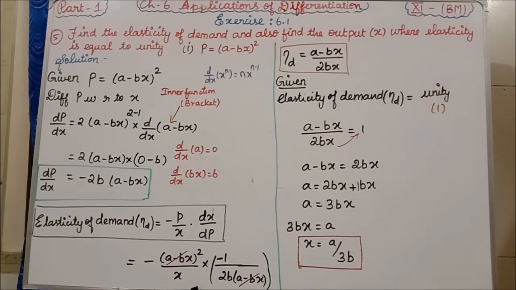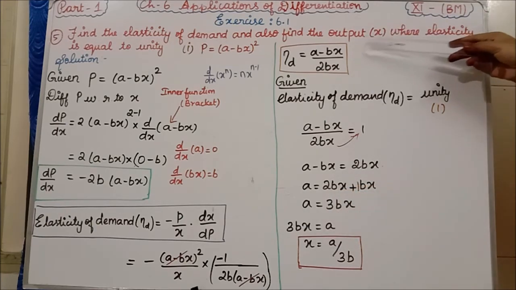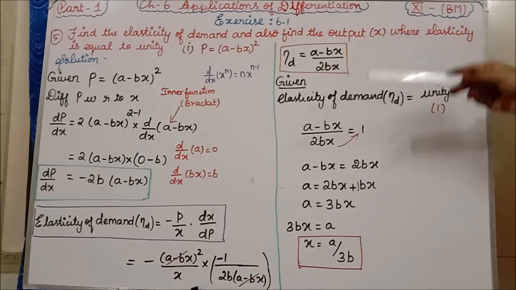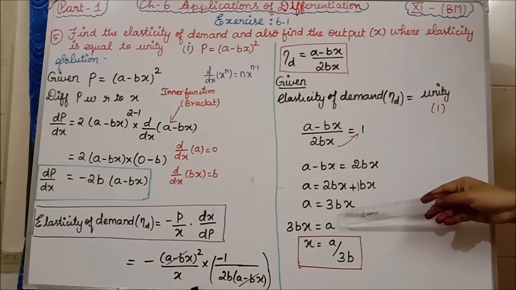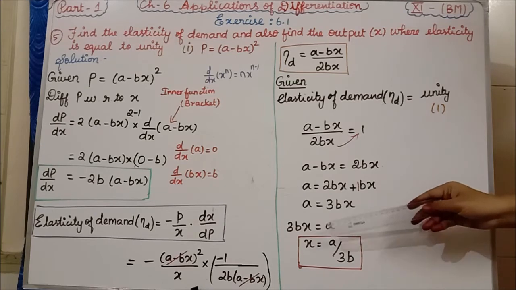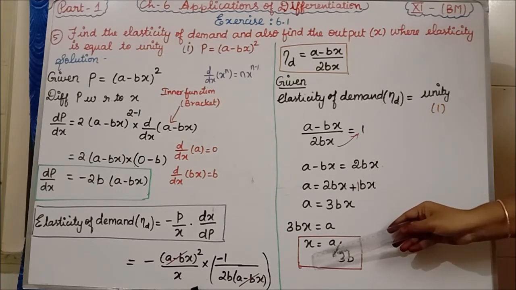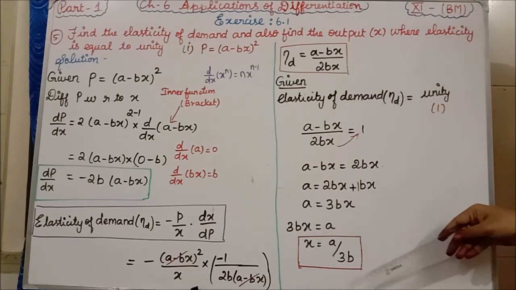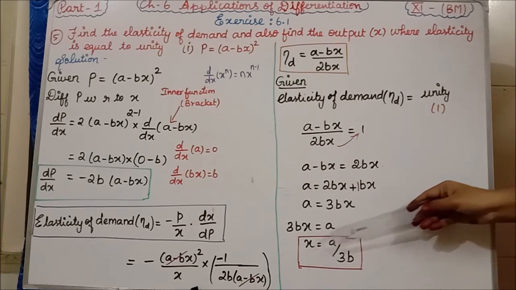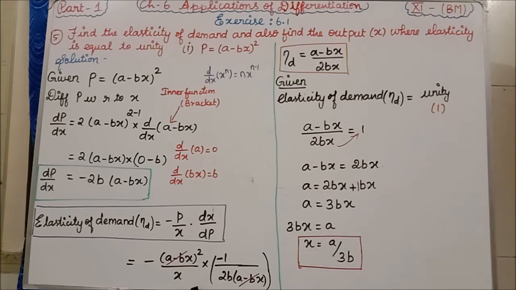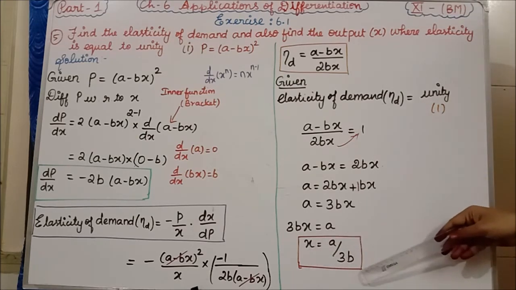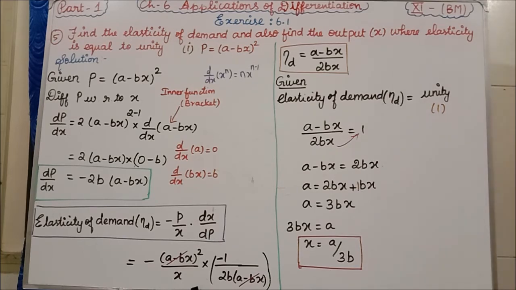What we have to find in the question? We have to find the output, the x value. So I am writing 3bx is equal to a. So output x alone you keep on the left side. Remaining you bring down. So x is equal to a divided by 3b. Okay, a divided by 3b is the output x. Clear all of you, the fifth question?